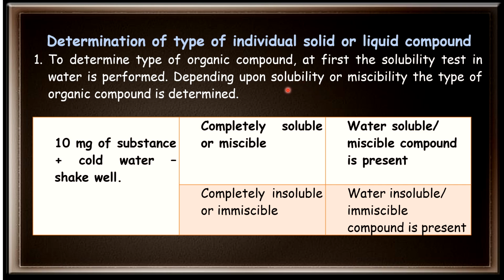If the compound is solid in nature, we have to check solubility. If the compound is liquid, then we have to check miscibility. For that purpose, take 10 milligram of the substance or a liquid compound in cold water and shake well, that is substance plus water, shake well. If the compound is completely soluble or miscible, then a water soluble or miscible compound is present. If it is completely insoluble or immiscible, then a water insoluble or immiscible compound is present.